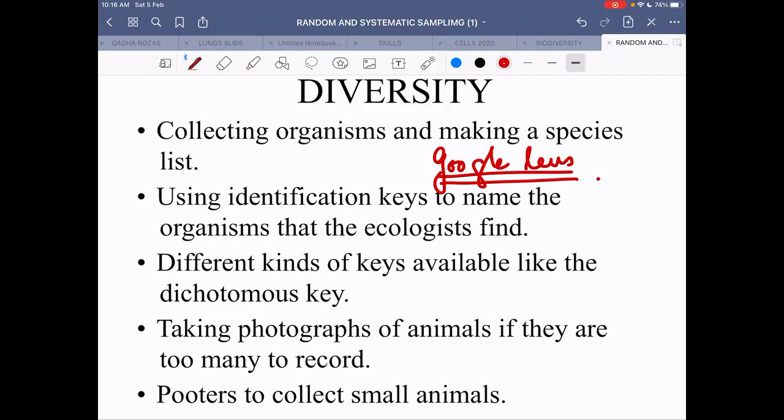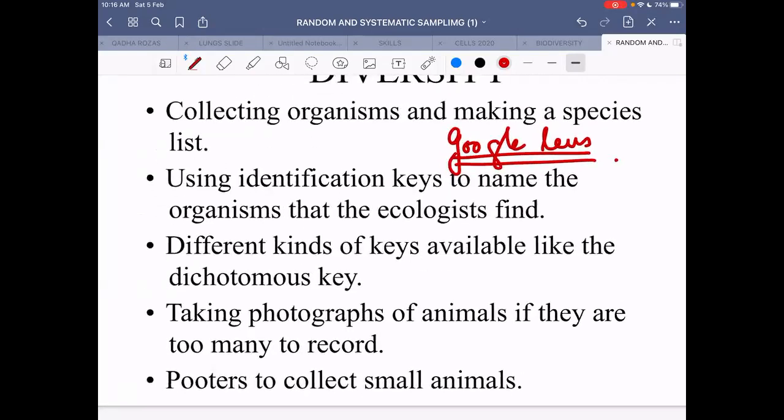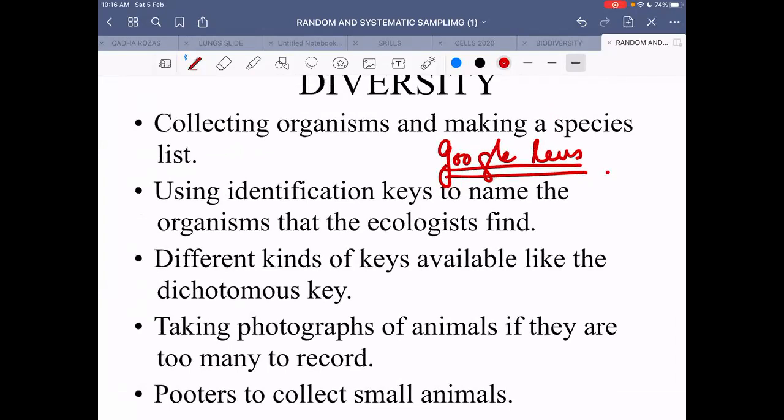So if a person is going to assess the species diversity of an area, he can use Google Lens, he can take a camera with him. If he doesn't have Google Lens, he can take a camera and take pictures, and later at home, say he doesn't have a smartphone at all, he can always take pictures, save them in his gallery, and then find out the identification of that particular species from an encyclopedia or wherever, right? And then he can also devise various ways of identifying those animals. He can make his own.